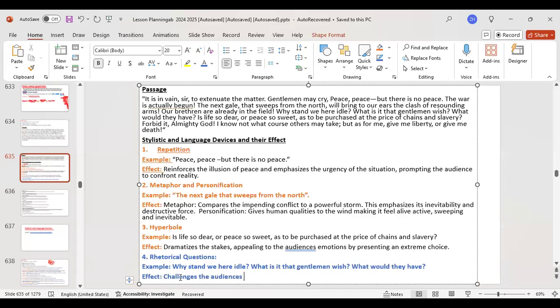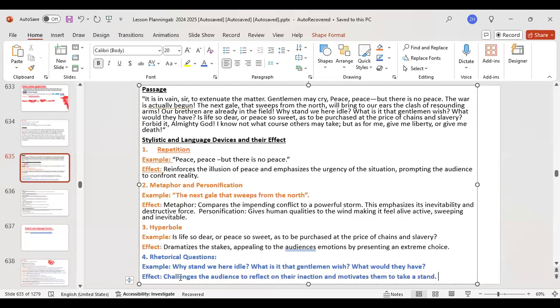It challenges the audience to reflect on their inaction. And by challenging them, they would be motivated, right? Motivates them to do what? To take a stand.